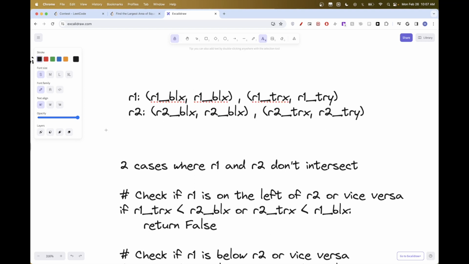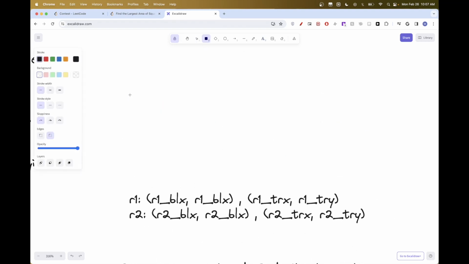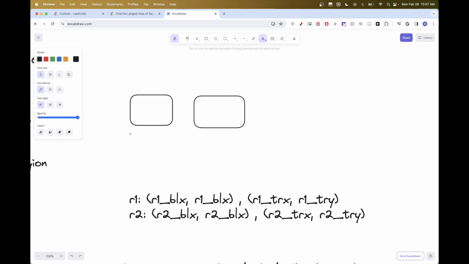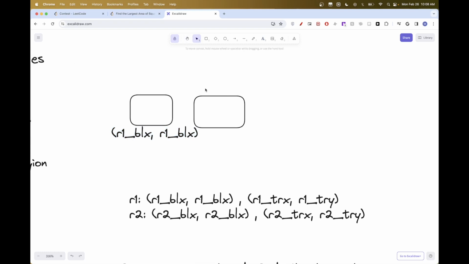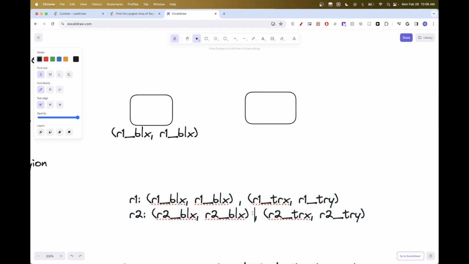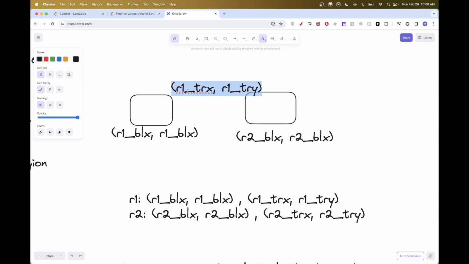Okay, so now knowing this, let's draw the rectangles in both conditions. Let's say we have the left one here, and this one would be R1. For its bottom left it's going to be this one, and for its top right, it's going to be this one. And then for the other one, we will have the same one to the right of it.